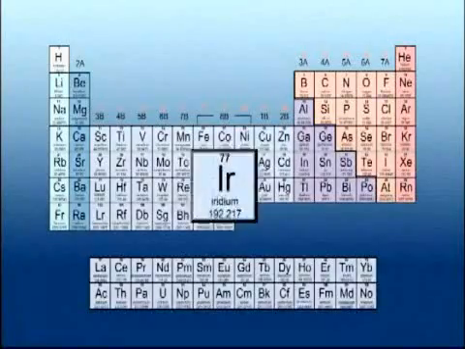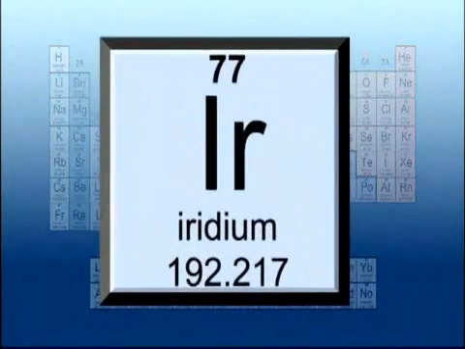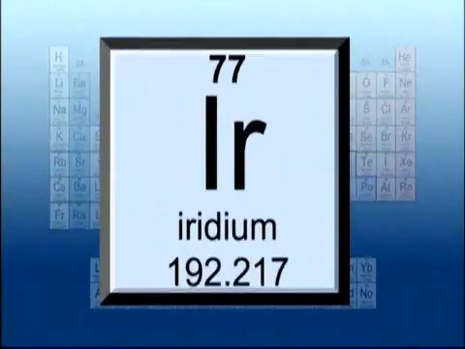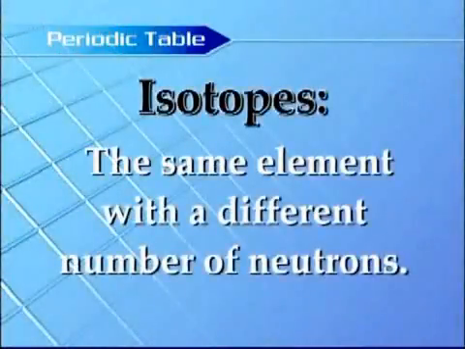Take the element iridium. Iridium's atomic mass is 192.217, almost triple its atomic number of 77. Unlike protons, the number of neutrons can differ among atoms of the same element. Atoms with different numbers of neutrons are called isotopes of an element.